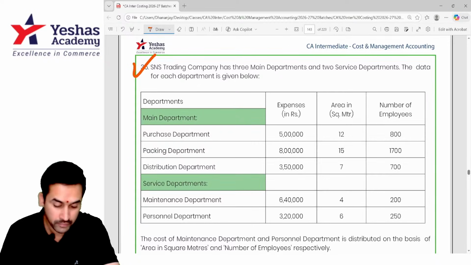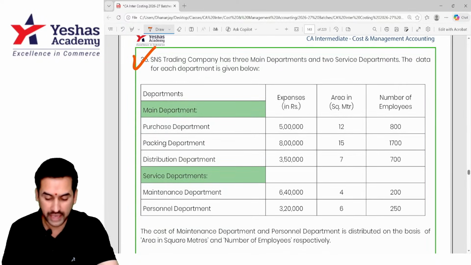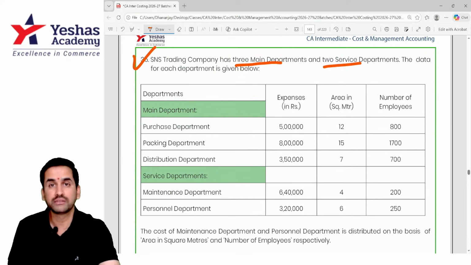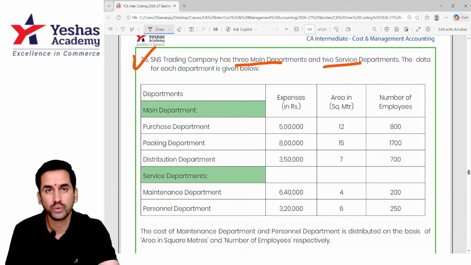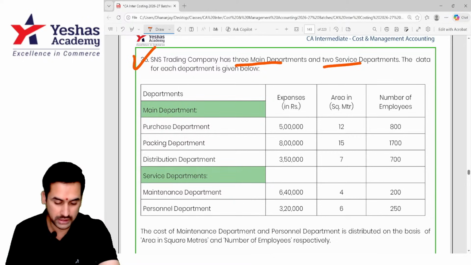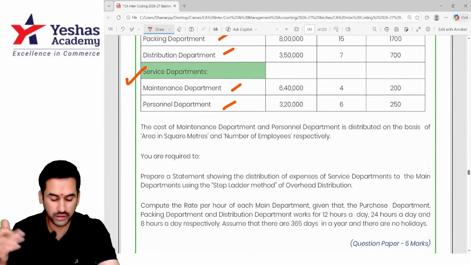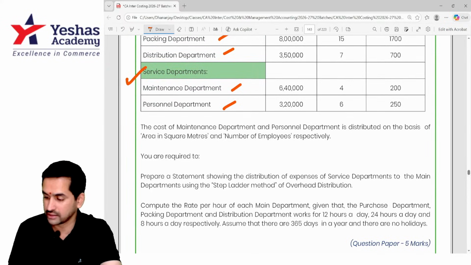Question 35. SNS Trading Company has three main departments and two service departments. You know what is this and what is this? Main departments, when they say, they are referring to production departments, two service departments, support departments. Yes. The data for each department is given below. Purchase, packing, distribution. These are main. Maintenance and personnel. These are service. Expenses in rupees, area in square meters, number of employees. All the numbers are easily understandable.